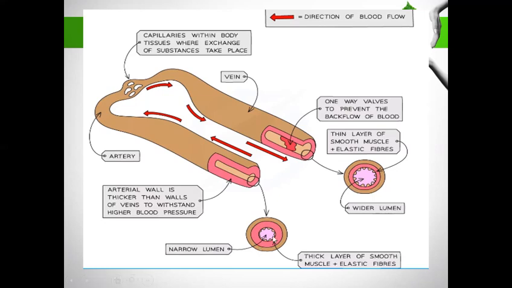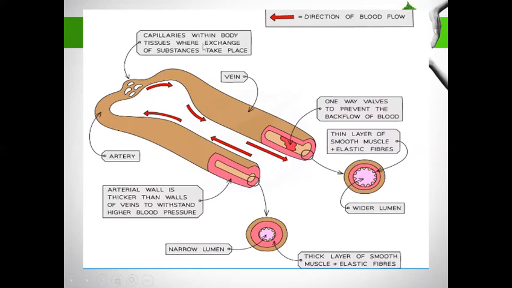One more difference is that the veins have valves which prevent the backflow of blood. The arteries have no valves. So this is the difference between the arteries and the veins. And in between the arteries and the veins, there is a network or junction or bridge that is called the capillaries.